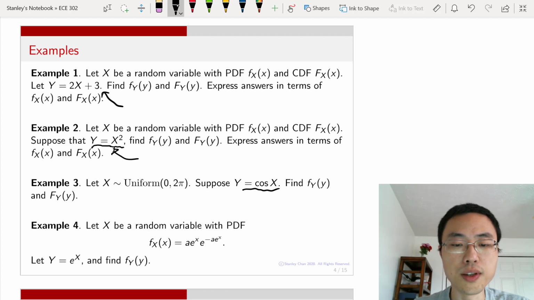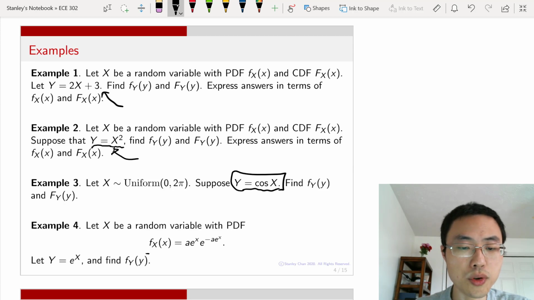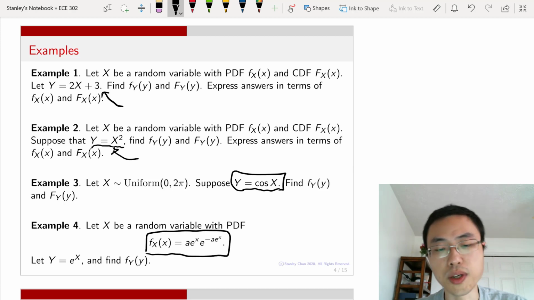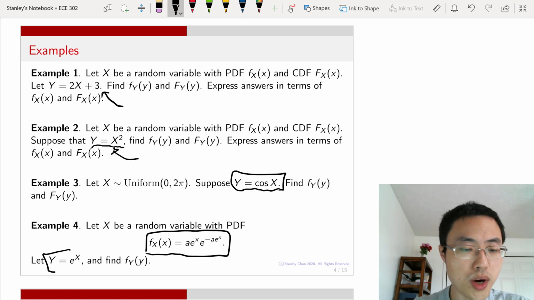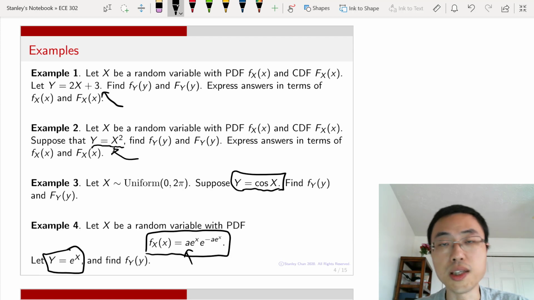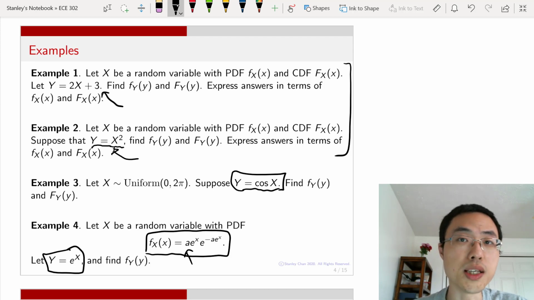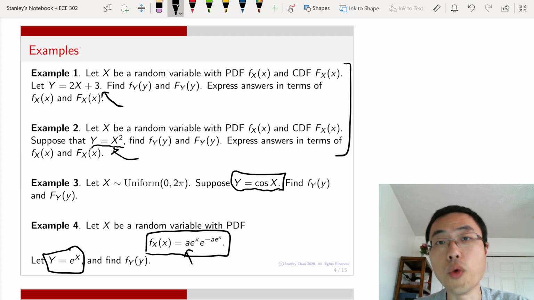That will also be a very difficult problem, but we want to learn a technique for how to solve it. Finally, I want to demonstrate a super complicated transformation where y equals e to the power x, and the random variable x has this complicated PDF. That's very different from the other cases where normally we just assume that the random variable is uniform or Gaussian or something like that. This is a very complicated PDF of x. So after the transformation to y, how are you going to get the PDF of y? We will learn the technique there.